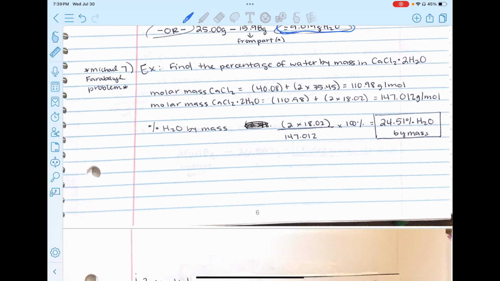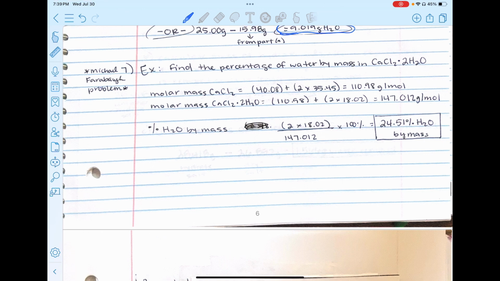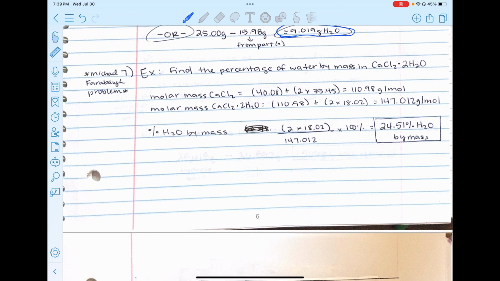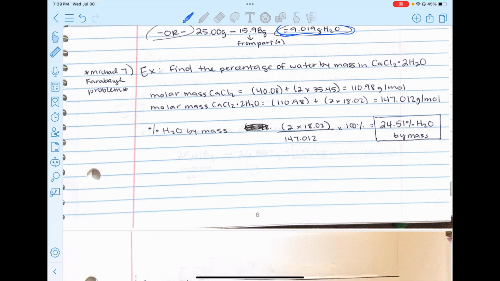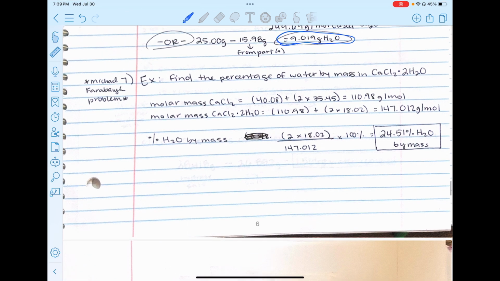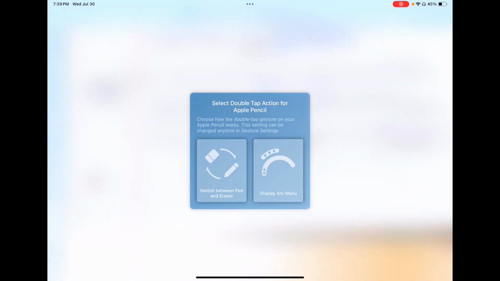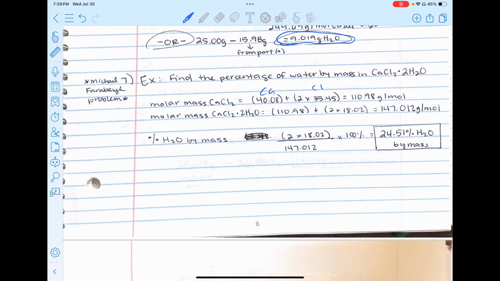All right, example 7. Again, a Michael Faribault problem from his Unit 1 notes. This time you're asked to find the percentage of water by mass in calcium chloride dihydrate. So similar process, we want the molar mass of the calcium chloride. So we're going to add our calcium part from the periodic table, 2 times chlorine, and get our total of 110.98 grams per mole.